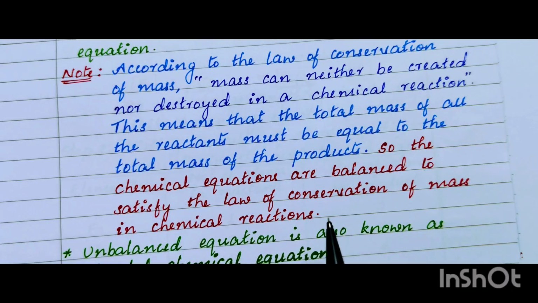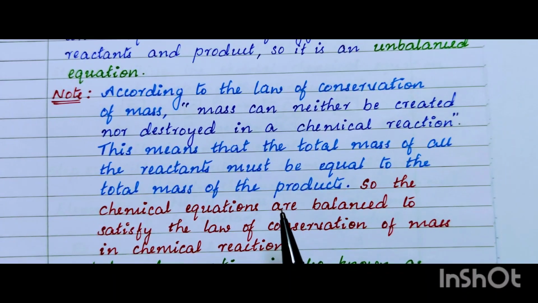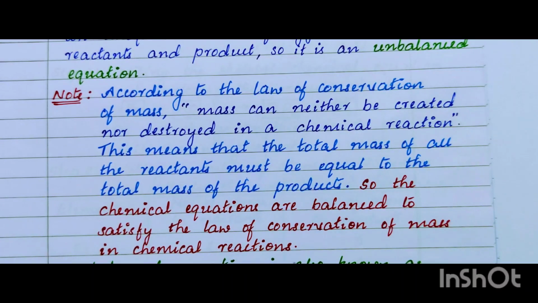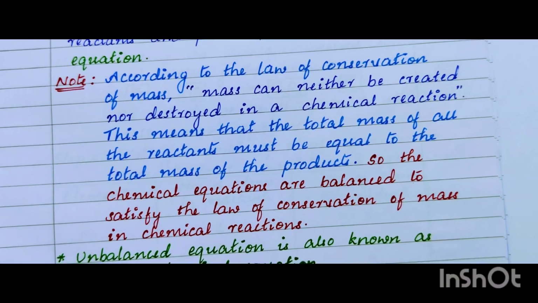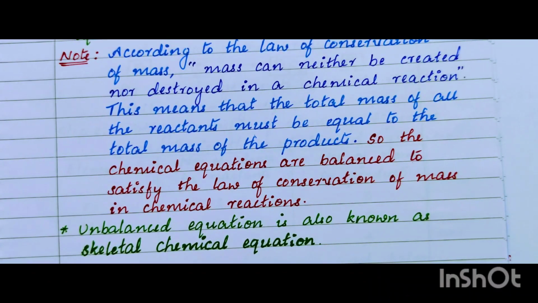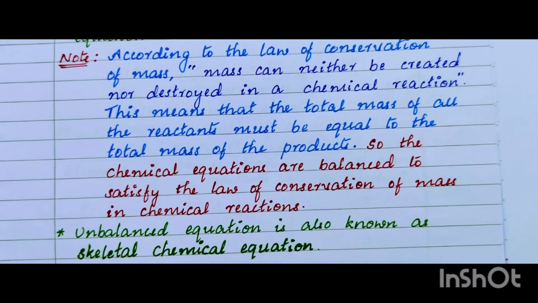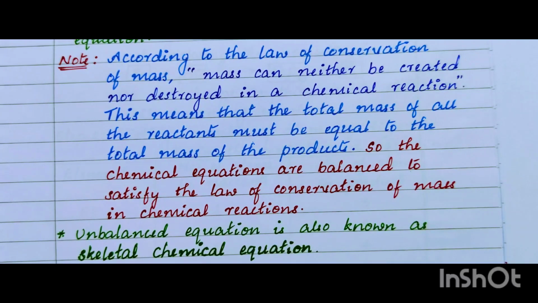So chemical equations are balanced to satisfy the law of conservation of mass in chemical reactions. So it's very important why we need to balance chemical equations. The reason is to satisfy the law of conservation of mass. According to this, mass can neither be created nor be destroyed in a chemical reaction. Hence, it's very important to balance a chemical equation. And an unbalanced chemical equation is also known as a skeletal chemical equation.